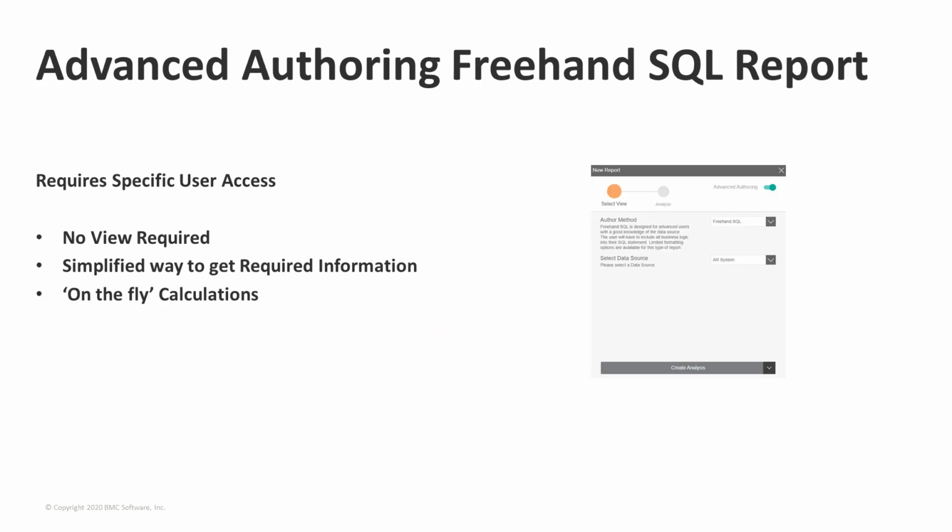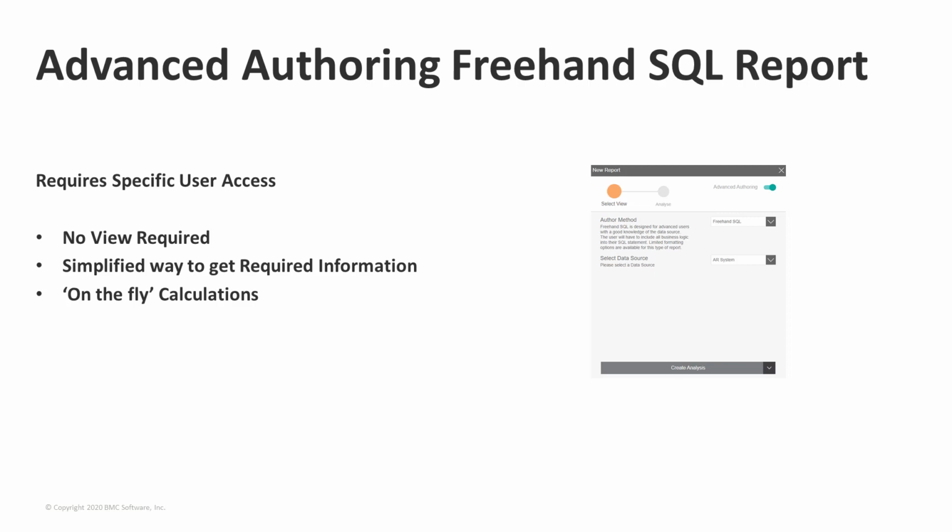Another very good tool is to use the Freehand SQL. If you remember, I talked to you before that the reports can get access when creating a view or directly from the database. So that's why a view is not required to use this advanced authoring function. It's a simplified way to get your required information, and you can do calculations on the fly. One important point in here is that you won't be allowed to use filters in here. You need to put the where statements in the SQL statement in the builder.